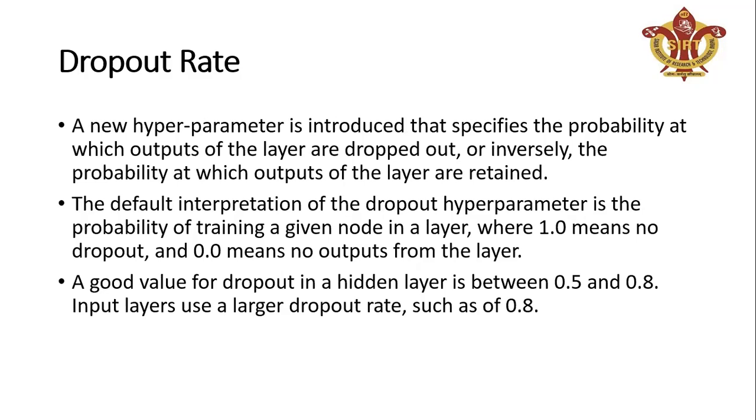A good value for dropout in the hidden layer lies between 0.5 and 0.8, and for the input layer it will be 0.8 or thereabouts.